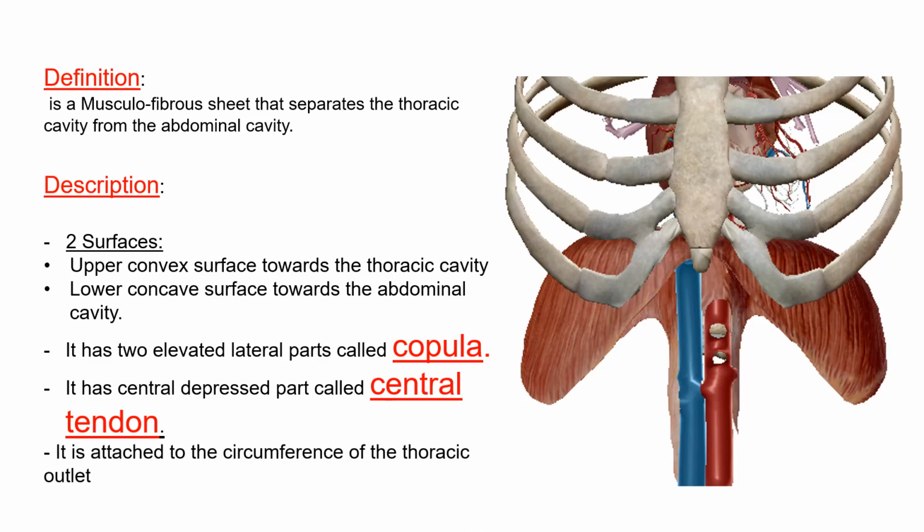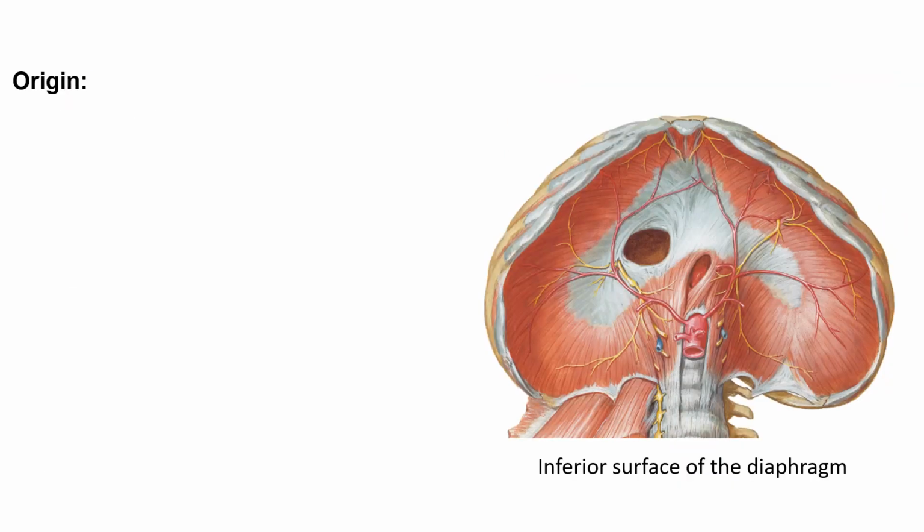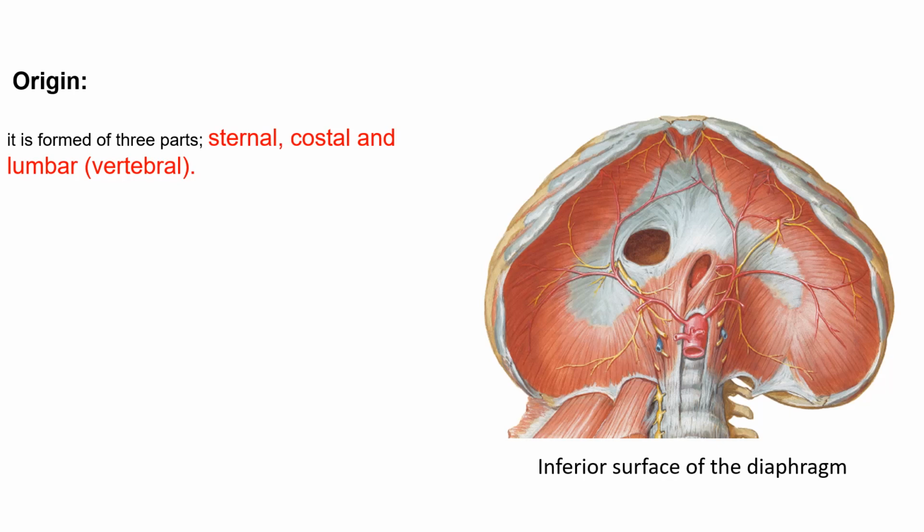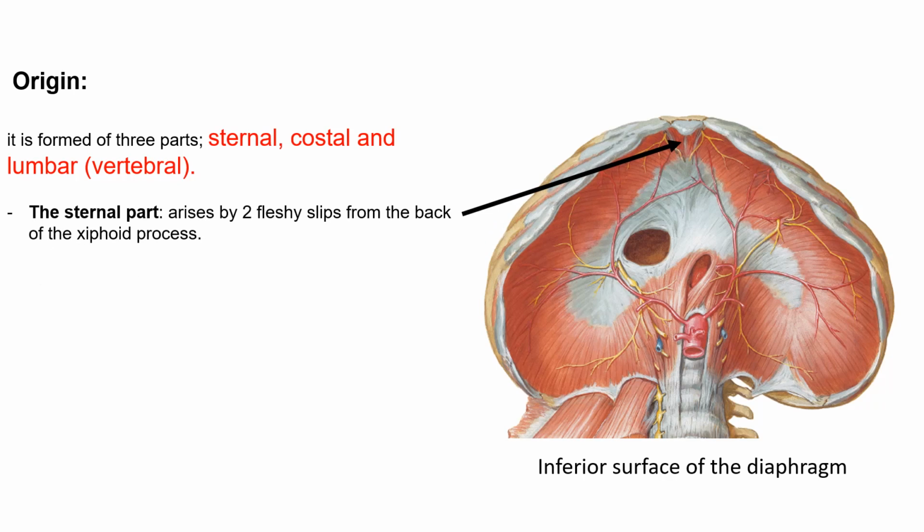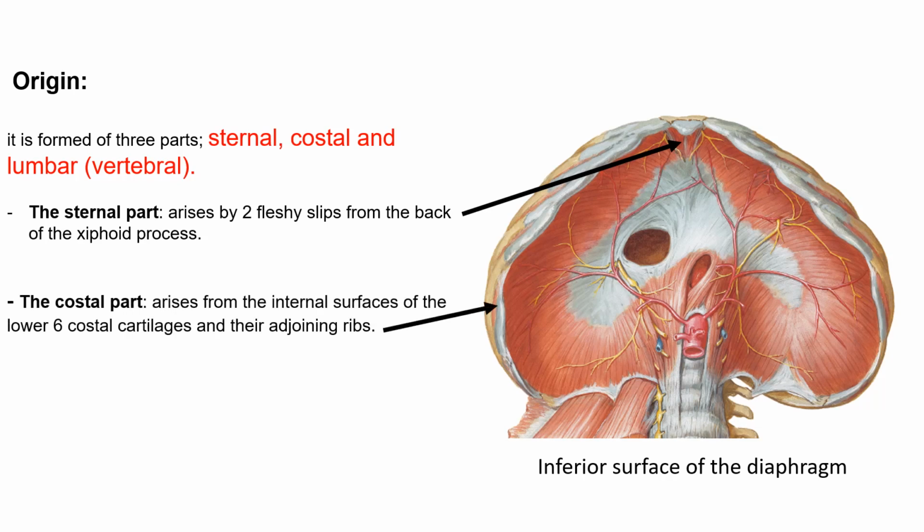It is attached to the whole bony circumference of the thoracic outlet. So the origin of the diaphragm will be from the sternal part, costal part, and vertebral part. The sternal part arises by two fleshy slips from the back of the xiphoid process of the sternum. The costal part arises from the inner surface of the lower 6 ribs and their costal cartilages.